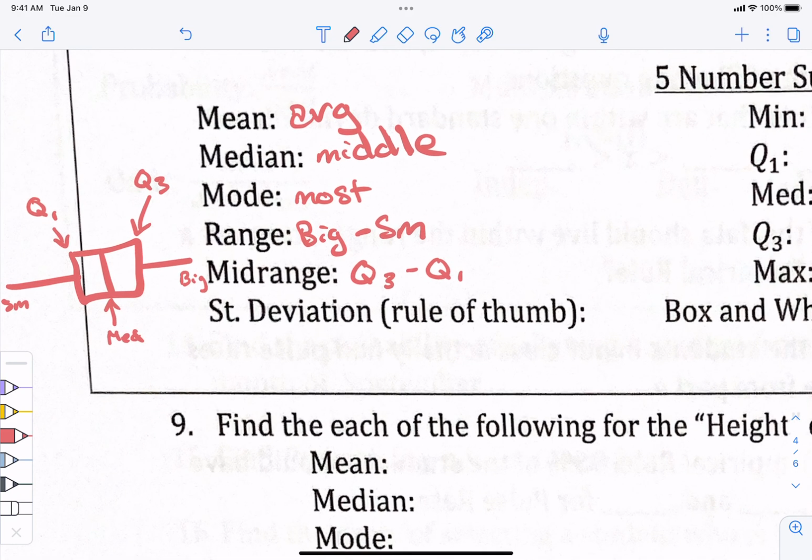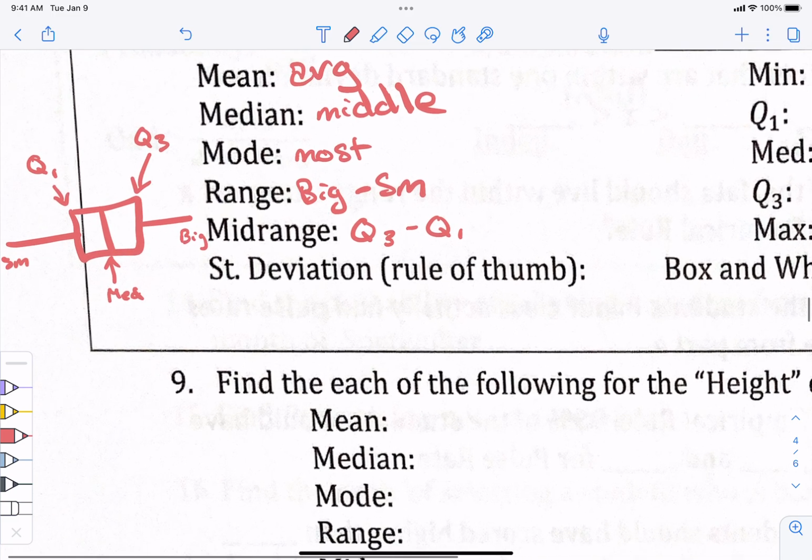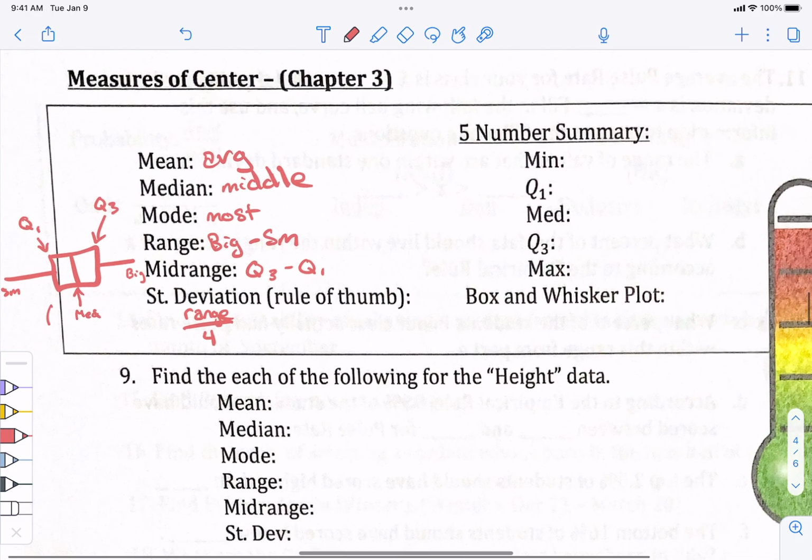Yep, Q3 minus Q1, so it's the length of the box. Standard deviation, the rule of thumb for standard deviation is taking the range, I don't think you have to do this below, range divided by 4. That gives you a guesstimation for the standard deviation. I should have put box and whisker plot over here under where it actually says box and whisker plot. But anyway.